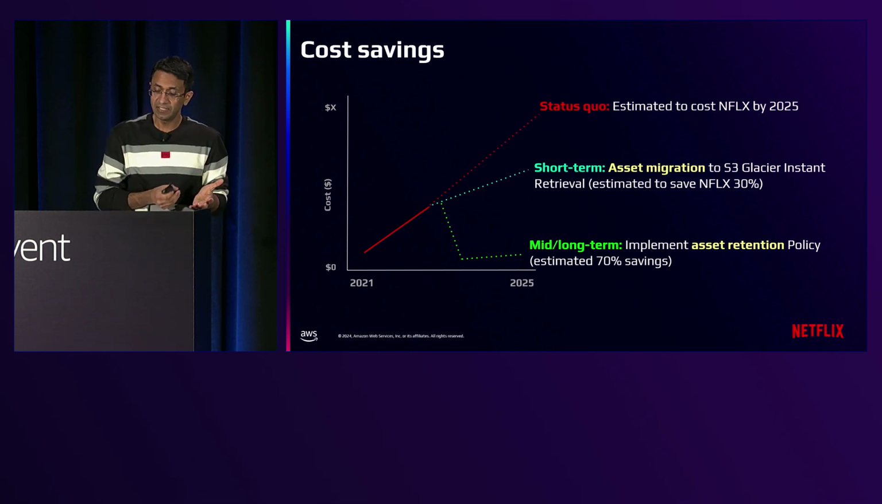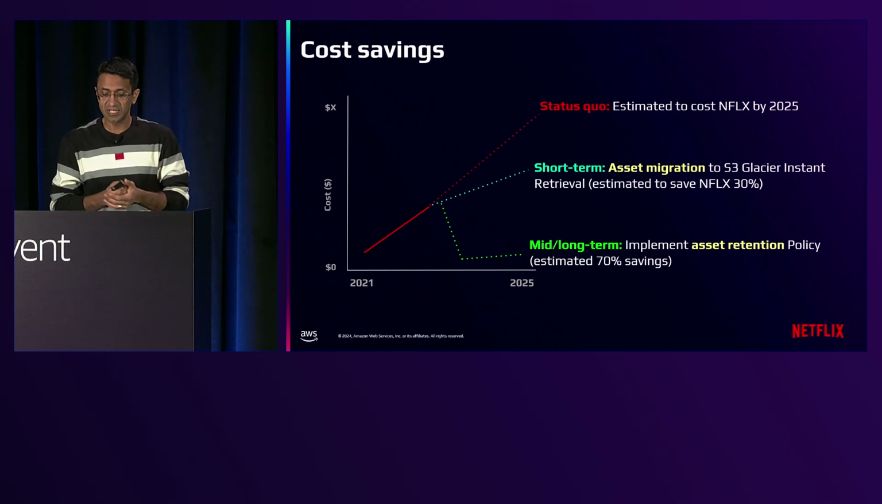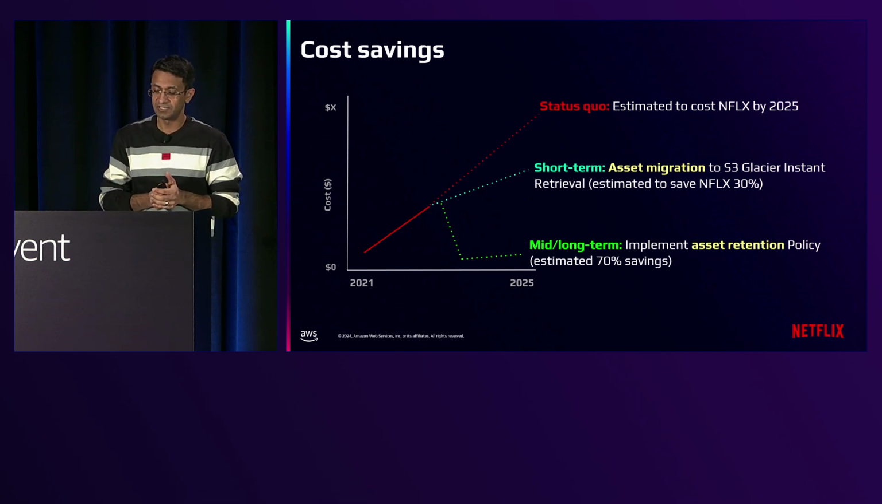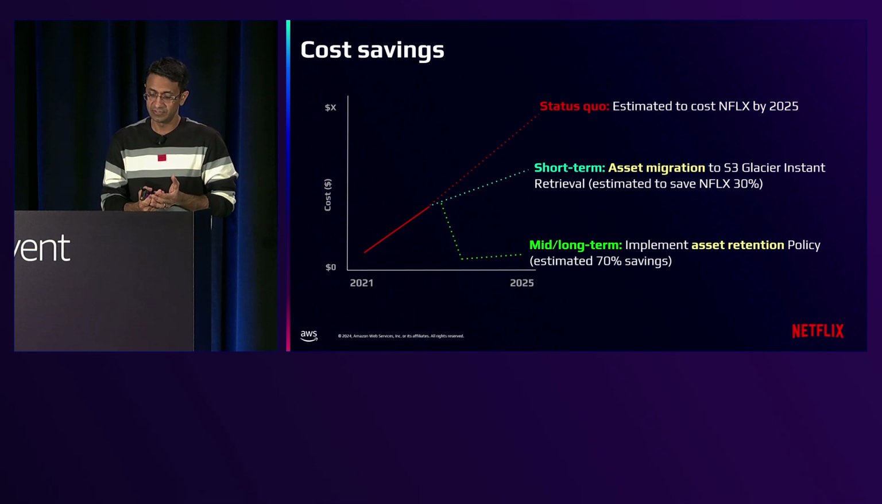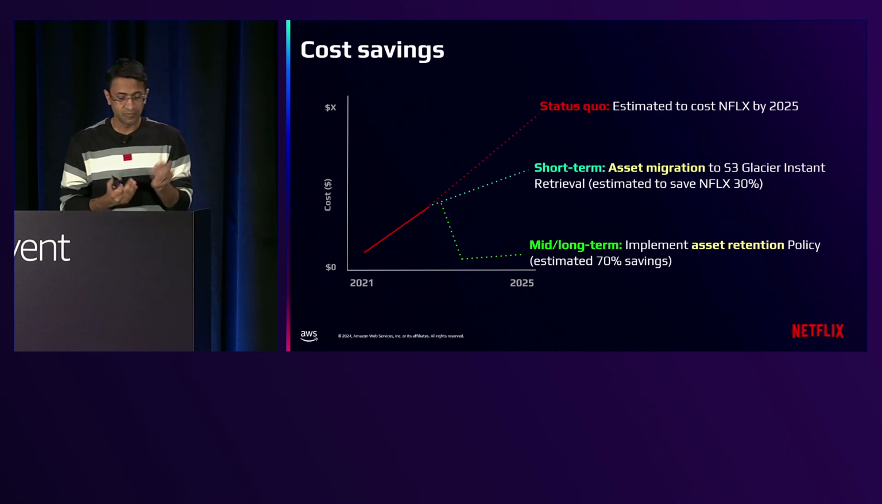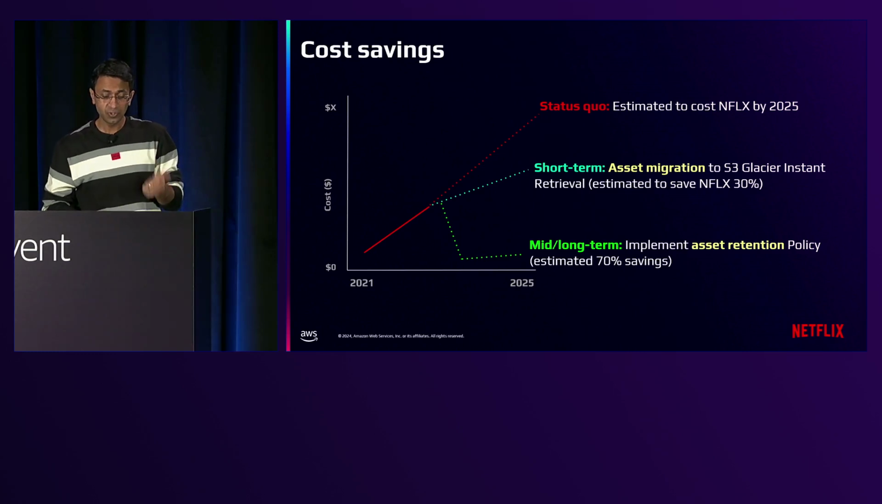Even more significantly, with policy-based storage lifecycle management, we are projecting about 70% cost savings by automatically identifying unused assets, implementing those intelligent retention rules we talked about, and moving cold data to more cost-effective storage tiers. Notice how dramatically these interventions alter our cost trajectory and put us on a path towards stabilization of costs.